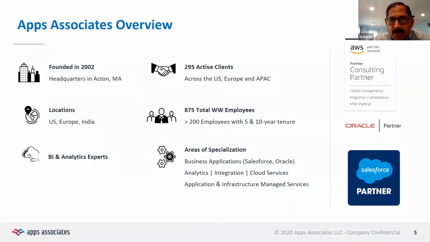Quick introduction to Apps Associates. Apps Associates was founded in 2002. It's headquartered in Acton, Massachusetts. It has multiple locations in the US, Europe, and India. We have around 300 active customers at this point, and around 900 full-time employees supporting all of these customers.